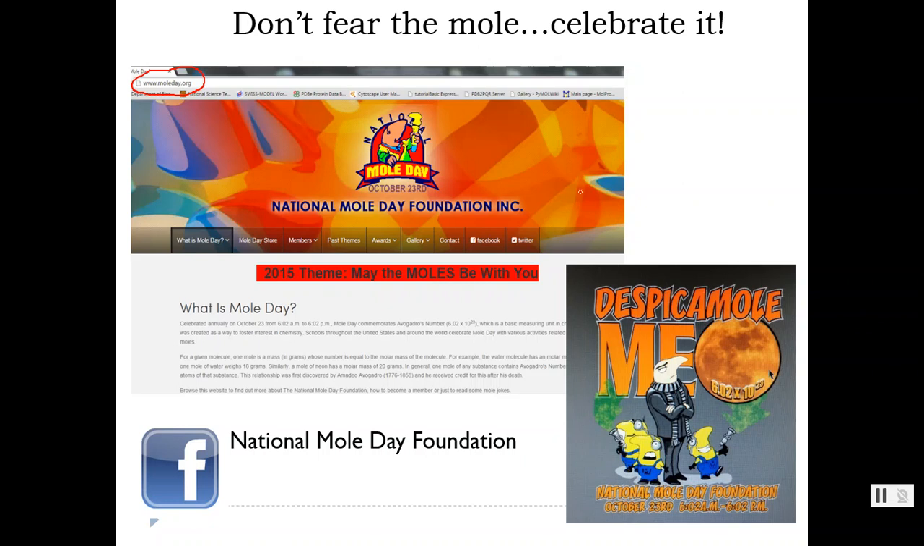But like I said, any excuse that chemists can have to celebrate this great concept called the mole. It's also a great way to do science outreach and STEM outreach to middle and high schoolers. So people get really excited about the mole. There's even a holiday for it. I'll let you look that up.